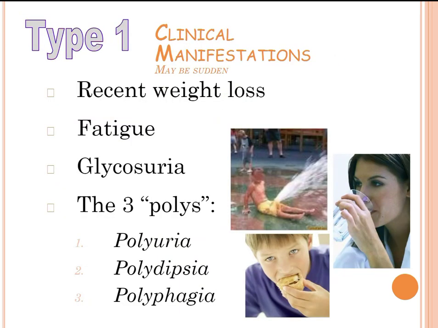Now we will talk about the clinical manifestations of type 1 diabetes. The clinical manifestations of type 1 diabetes are essentially manifestations of hyperglycemia, and they include the following: recent weight loss, which is caused by a lack of cellular access to the glucose, fatigue, which is caused by a lack of cellular access to glucose, and the three polys: polyuria, polydipsia, and polyphagia.